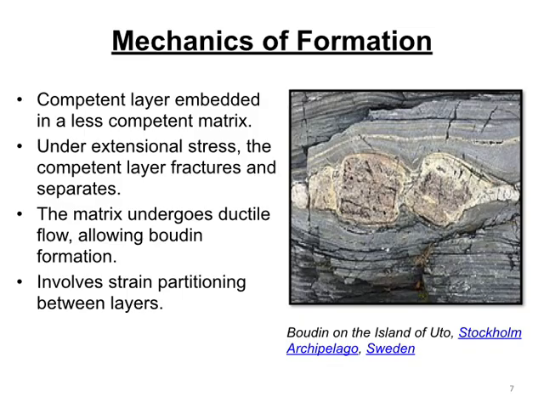Now, this slide shows the mechanics of formation. A competent layer that is embedded within a less competent ductile matrix experiences extensional stress. Then, the competent layer fractures and separates, while the surrounding matrix flows ductilely, allowing the boudins to form. So, this process involves strain partitioning, where the deformation is distributed differently between the strong and weak layers. The slide includes an example of boudinage from Sweden.